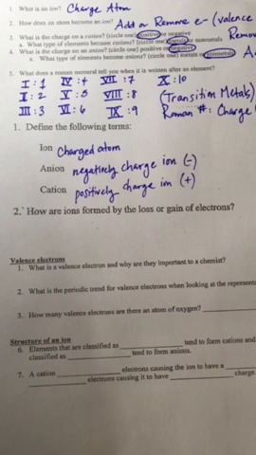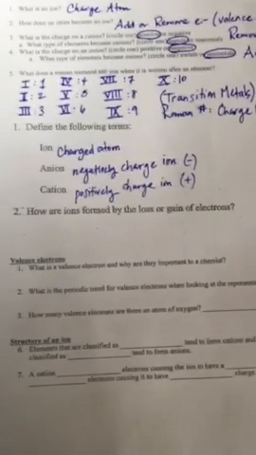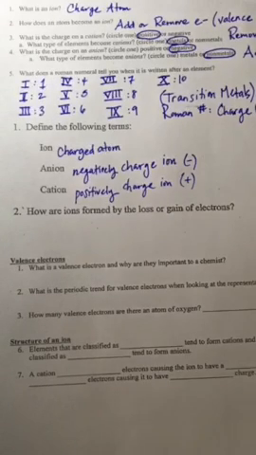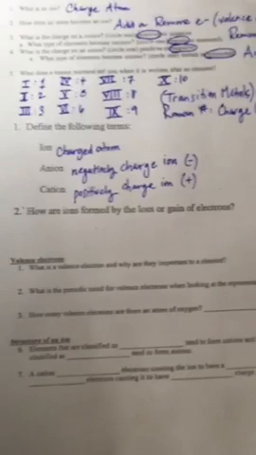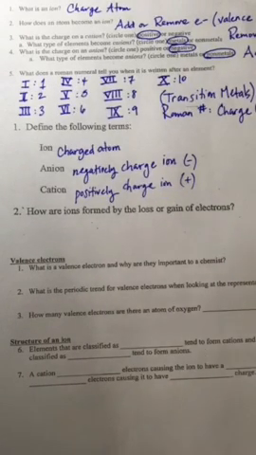Now, how are ions formed by loss or gain of electrons? Well, ladies and gentlemen, if you lose electrons, you're going to have more protons than electrons. So therefore, it's going to be positively charged. If you add more electrons into the outer shell, then you are going to have more electrons than protons. And so therefore, that atom will become an ion with a negative charge. Okay?